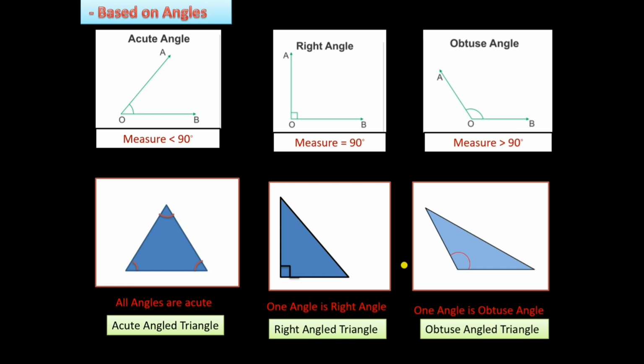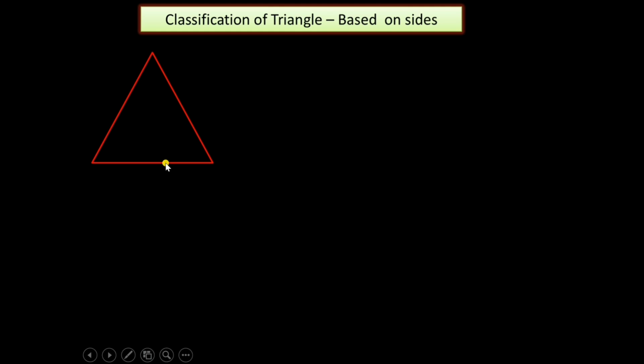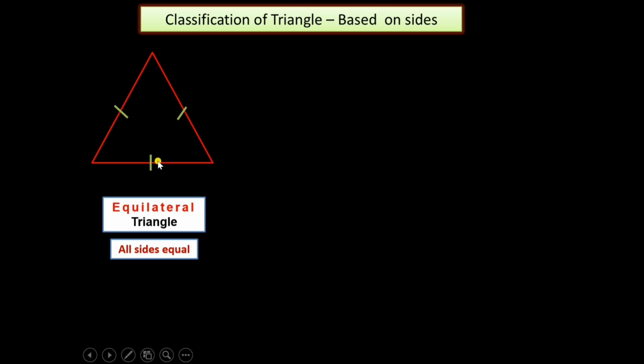We can also classify triangles by their sides. If we pay close attention to the length of each side of a triangle, we can see that there are 3 possibilities. First of all, if all the sides of a triangle are exactly the same in length, then we call it an equilateral triangle. To show that they are equal, we put the same mark on each of the sides. This tells us that all 3 sides are equal. Such triangles are called equilateral triangles.